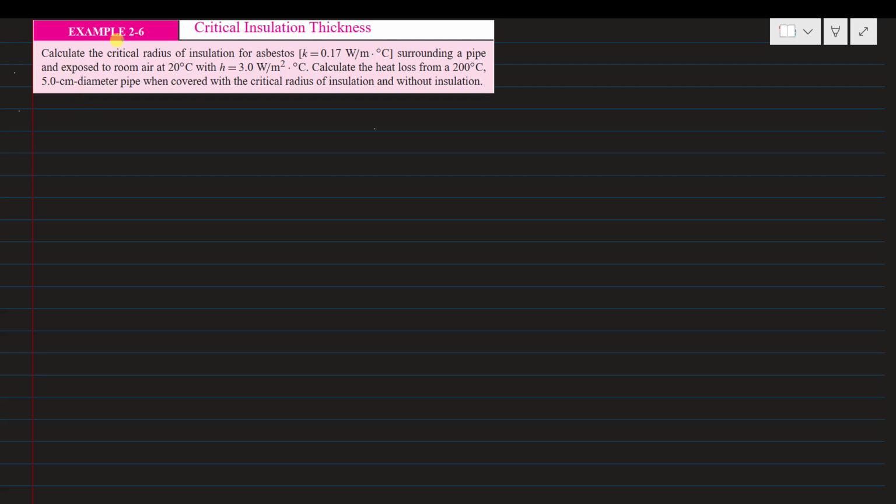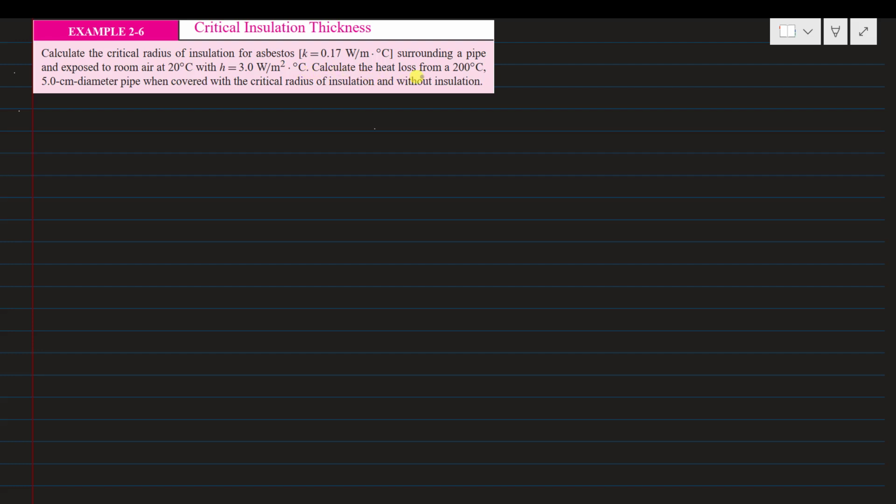We will solve example 2.6 from the book Heat Transfer by J.P. Holman, 10th edition. Here is the statement of the example: Calculate the critical radius of insulation for asbestos, with thermal conductivity 0.17 W/m°C, surrounding a pipe and exposed to room air at 20°C with h value 3 W/m²°C.